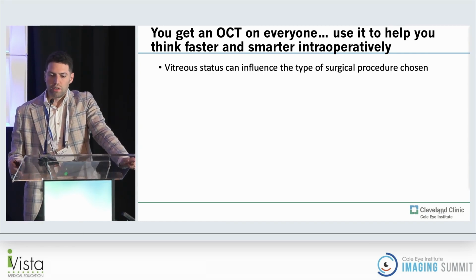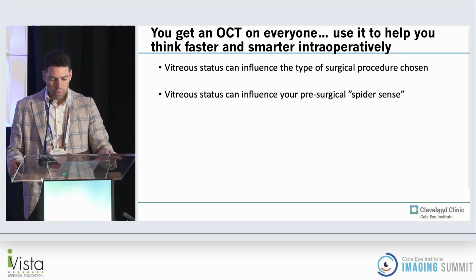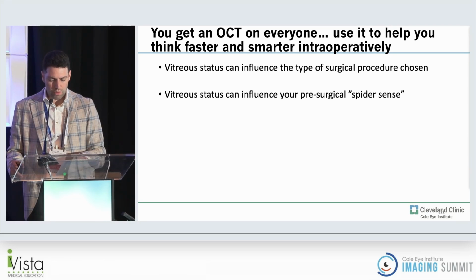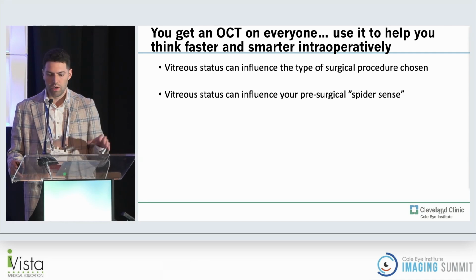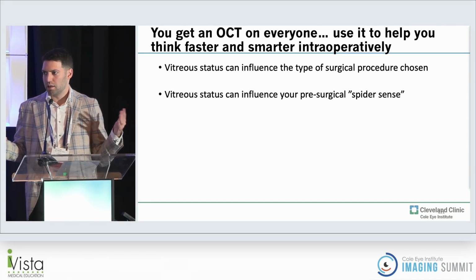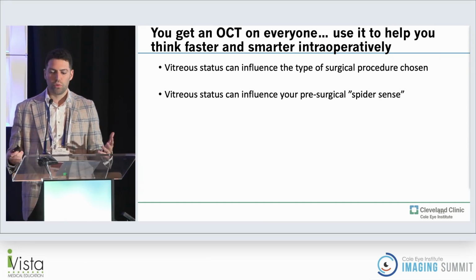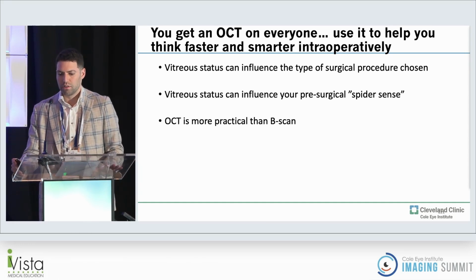So vitreous status can influence the type of surgical procedure chosen. When I was a fellow, once I was operating with Dr. Kaiser, and I asked him why we were doing a vit buckle on this patient that I thought we were going to do a vitrectomy. And he said, I just use my spider sense. And we all kind of develop a spider sense. And I think using multimodal imaging and looking at the vitreous status can help influence your pre-surgical spider sense.